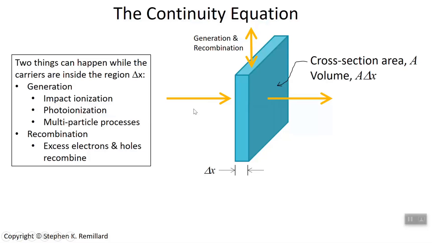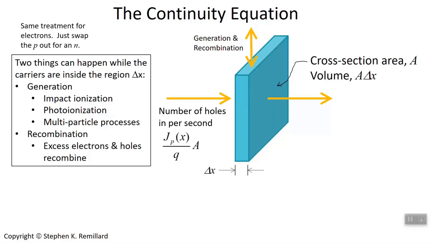Let's label these arrows. The arrow pointing in is the current coming in. Instead of talking about amps, we can talk about current density J, which is amps per square meter, but then you multiply that by the area, and you have the amps. And if you divide that by Q, the fundamental charge unit, you have the number of carriers per second entering that slab. And we're going to talk about it in those terms. We're only going to talk about holes because electrons are the exact same treatment, just swap out the P's and the N's.